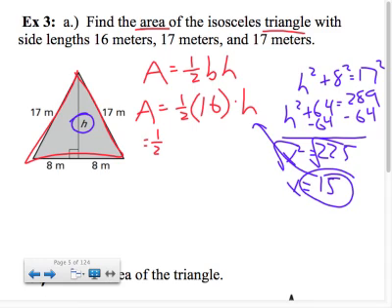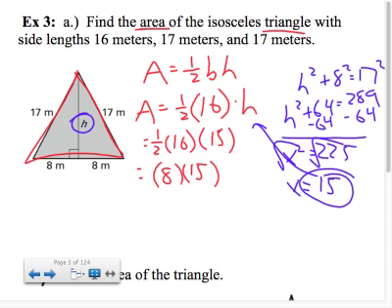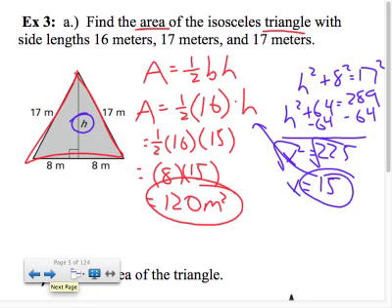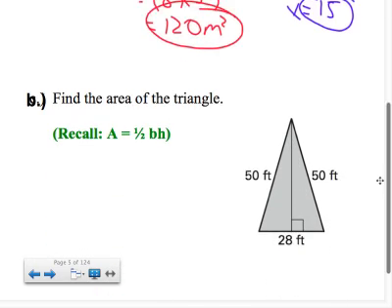So it's 1/2 of 16 times 15. Well, half of 16 is 8. And then you have 8 times 15. 8 times 15 is 120. It's area, so it's units squared. Okay, so again, more of an application type problem of the Pythagorean theorem, using it to find the area.